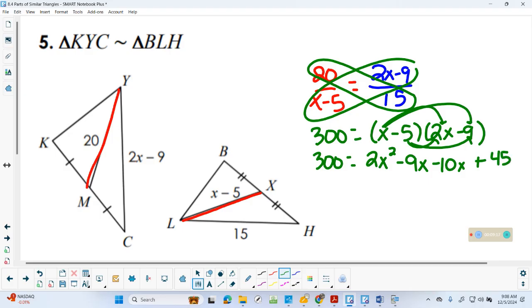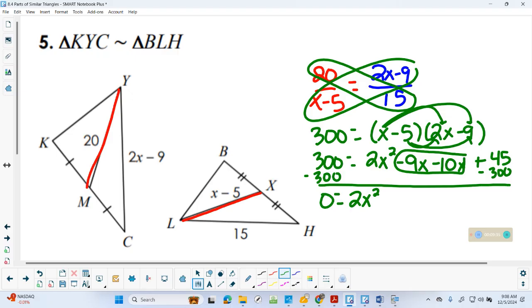Okay, how many answers are we going to have to this? Two because of the squared. We're going to have to factor. It's all the good algebra stuff. I'm going to set it to 0. Let's subtract the 300 over. We're going to have some big numbers, which I don't know if I love that, but it is what it is. So 2x squared. Let's combine our x's. What's negative 9 minus 10?